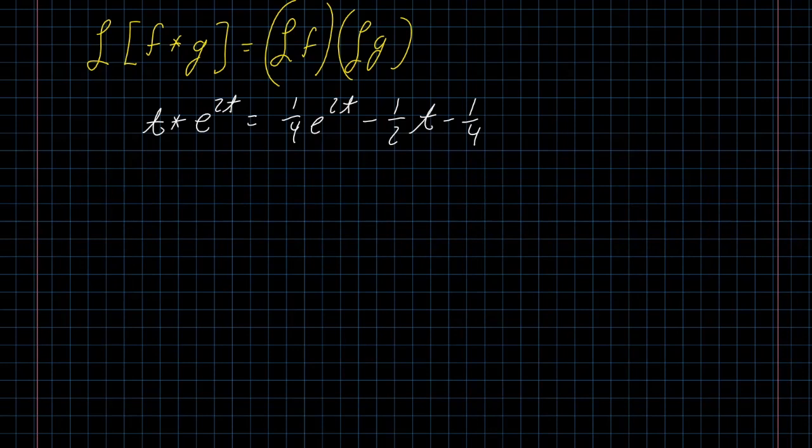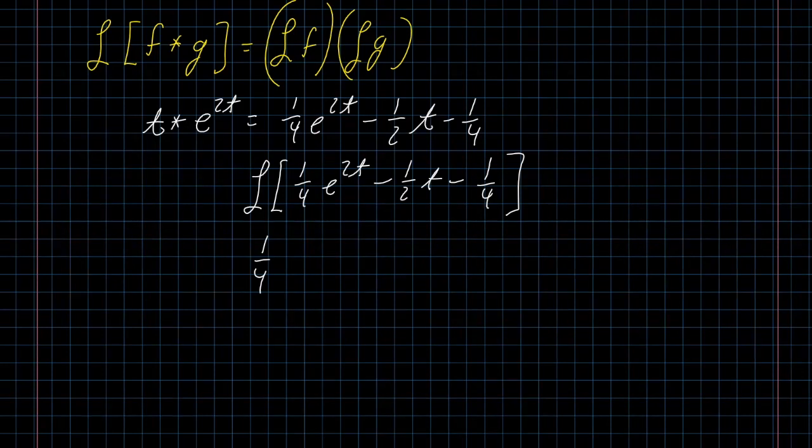We know from the work we've done previously that the Laplace transform of 1/4 e to the 2t minus 1/2 t minus 1/4, we can evaluate separately. So we'll have 1/4. The Laplace transform of e to the alpha t is 1 over s minus alpha. So in this case, s minus 2. The Laplace transform of t is 1 over s squared. And the Laplace transform of 1 is 1 over s.